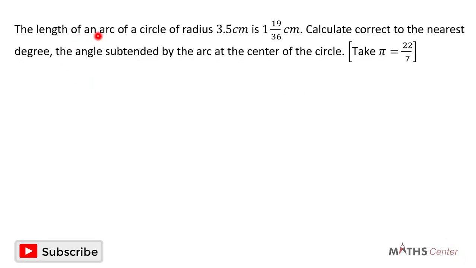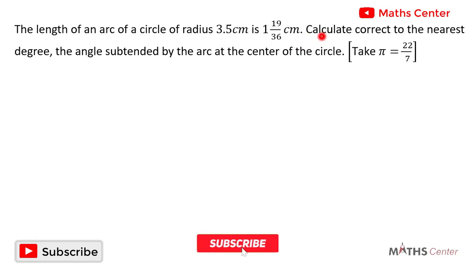The length of an arc of a circle of radius 3.5 centimeters is 1 19/36 centimeters. Calculate, correct to the nearest degree, the angle subtended by the arc at the center of the circle. Take pi as 22 divided by 7.